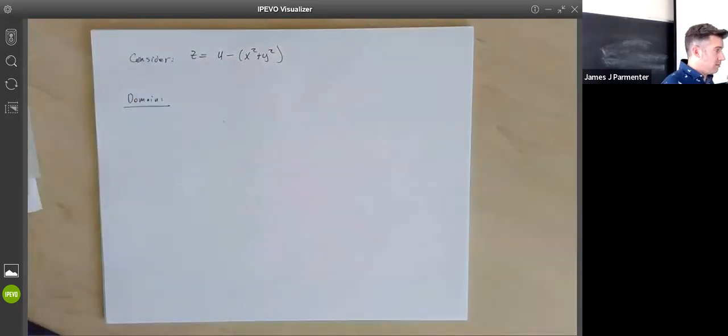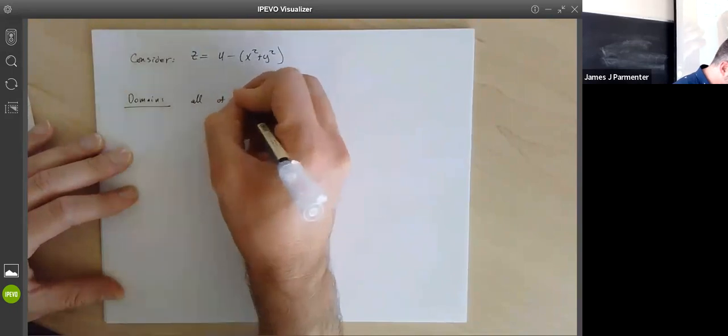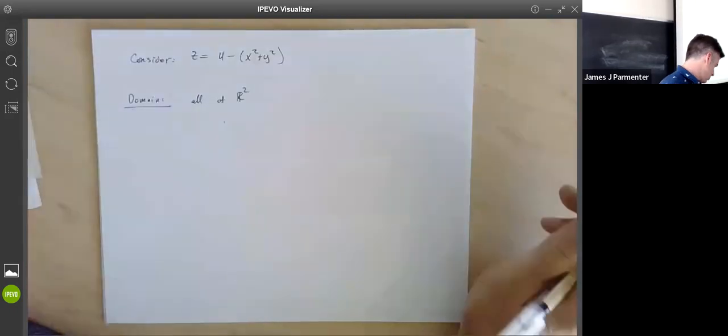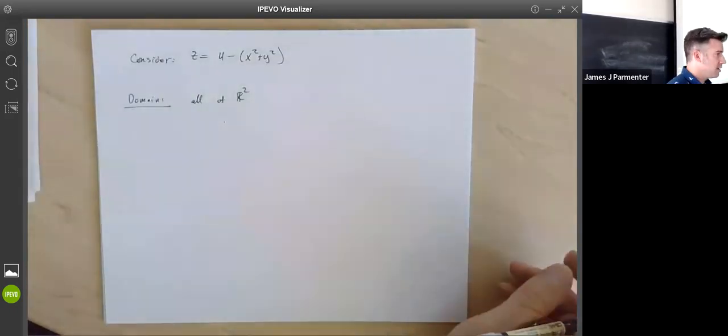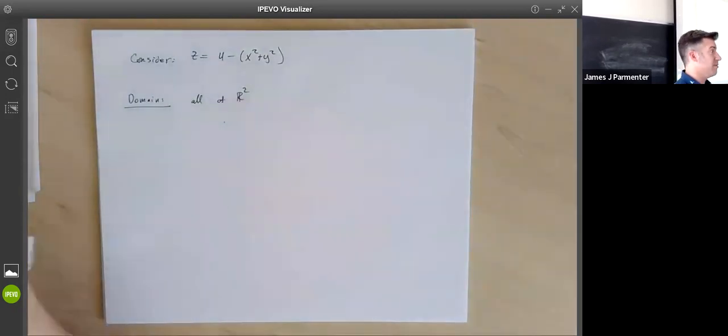No issues, right? No roots, no logarithms, no fractions, no inverse trig functions, right? Inverse trig functions are also weird functions that have limited domains, but okay. So the domain is all of R2, or whatever way you prefer to write that. Just make sure you don't say all real numbers, right? It's not all real numbers, it's all real coordinate pairs.